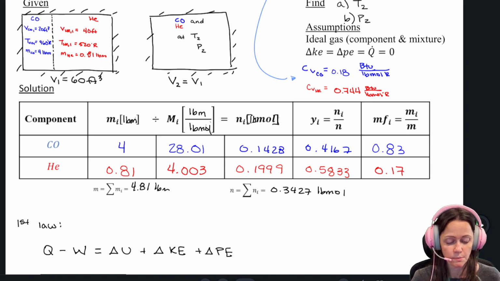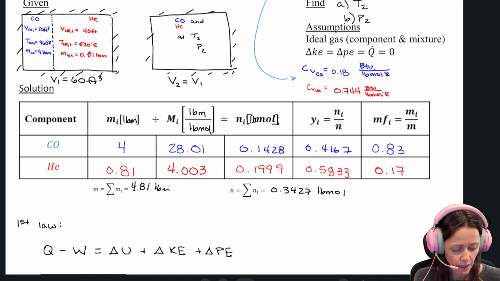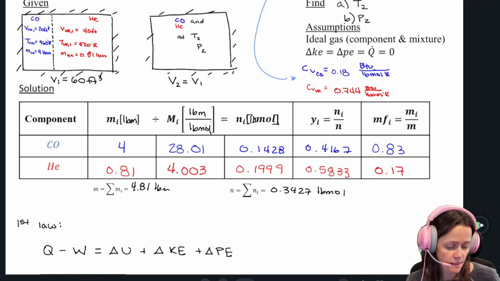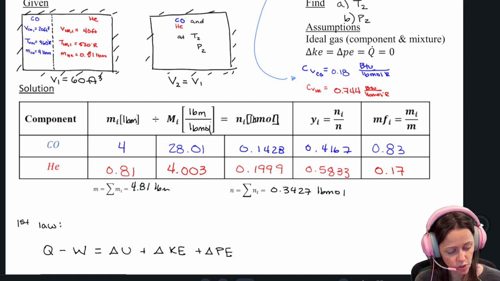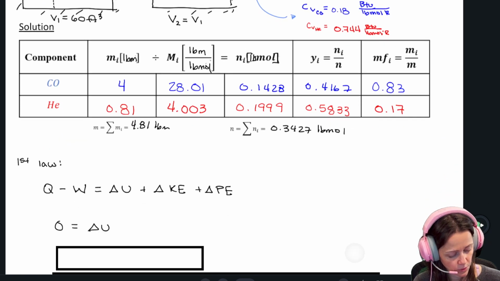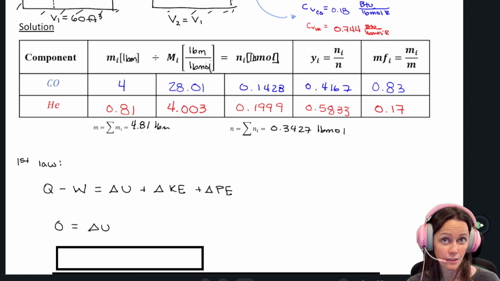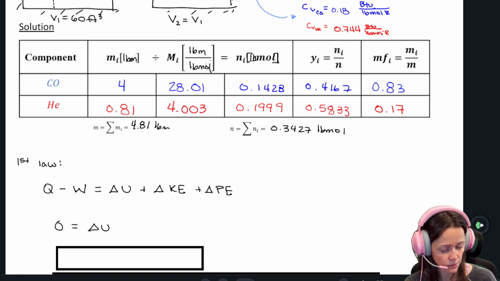I've got a closed system because my system is everything that's in that tank, that rectangle there. Because it's insulated, I'm not going to consider heat transfer. Because there's no boundary work, I'm not going to consider work. I'm also not going to worry about kinetic and potential energy changes. And so that cleans up very nicely. Just delta U is equal to 0.